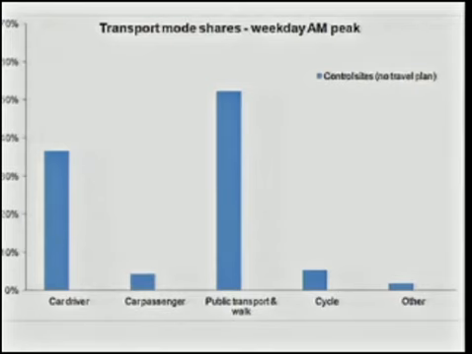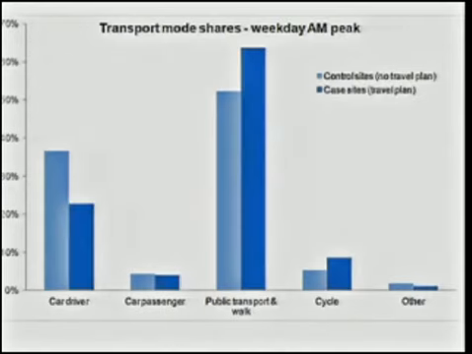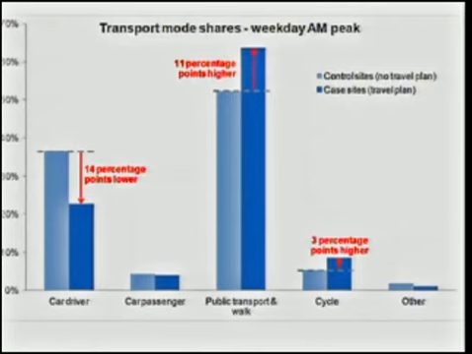Melbourne's got a very extensive public transport network, so that's about what we'd expect in terms of the mode shares. At the travel plan sites, we saw a slightly different distribution. So again, consistent with what we were hoping, I suppose, in terms of the effectiveness of the travel plans, about a 14 percentage point reduction in car driver, an increase in public transport and walk.